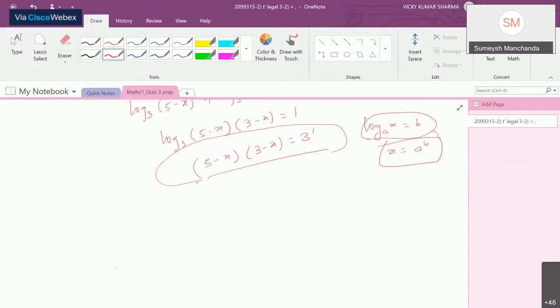The exponent here is 1. You're changing the power to 1, which is equal to 3. Okay, Srinath? Yes. Okay, now we will take up this part here.